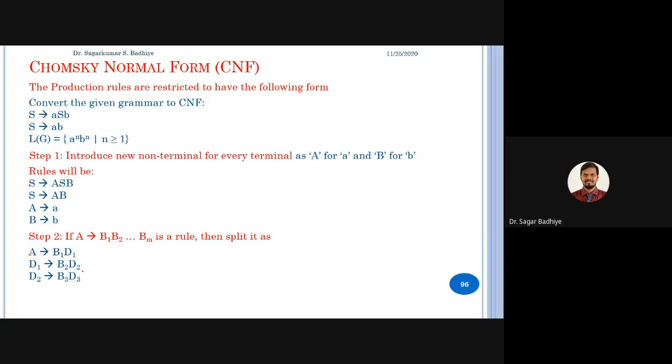Now we'll go on doing this until the end. Suppose there are M symbols in this production rule, so we'll do this up to M minus 2 times, right? So at the end, D(M minus 2) will derive to the last two.